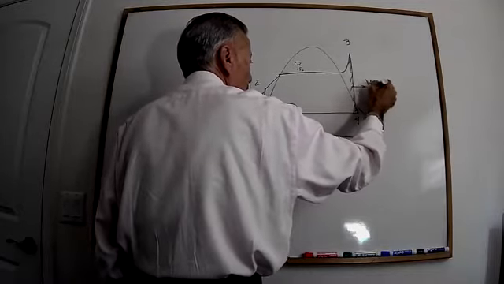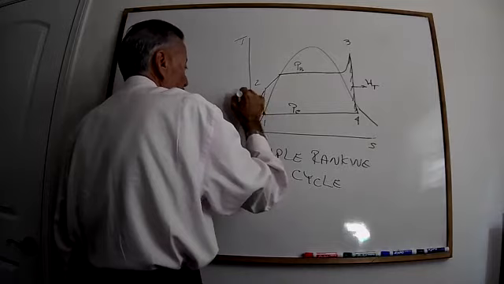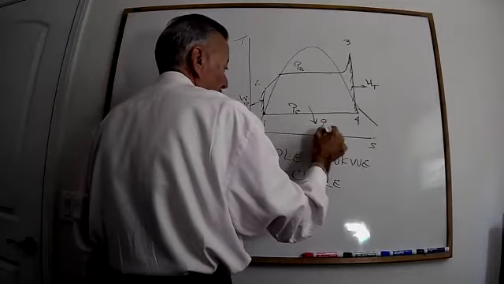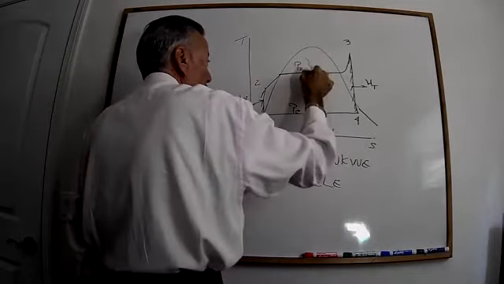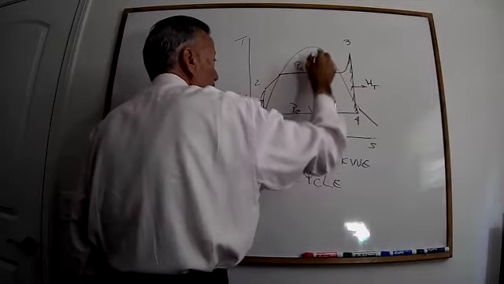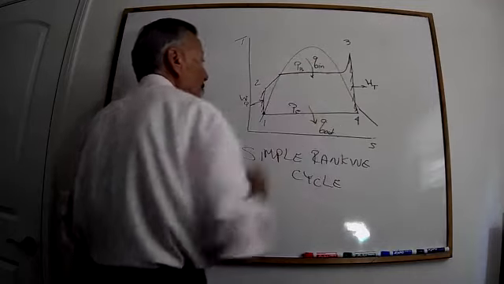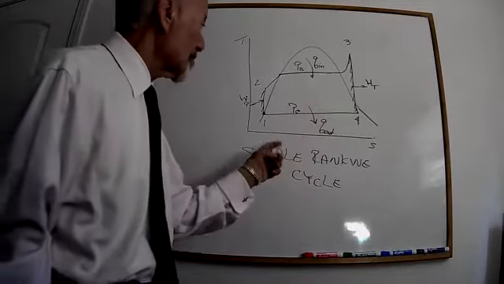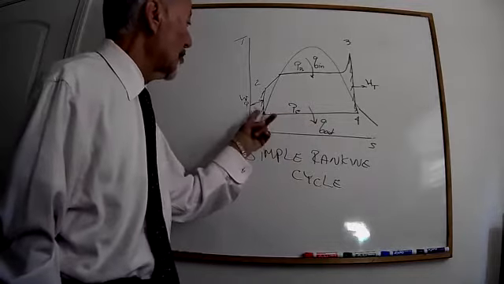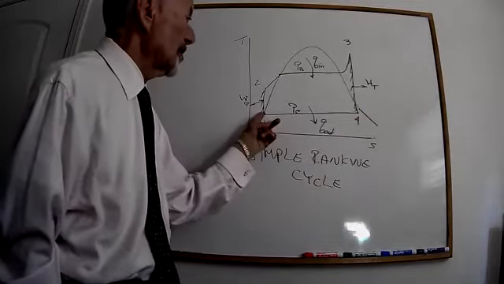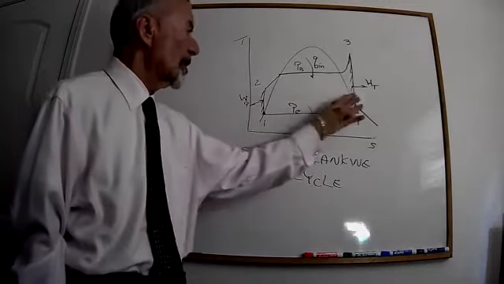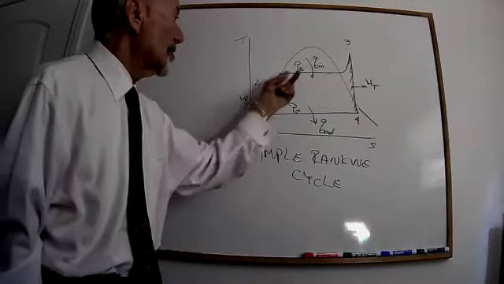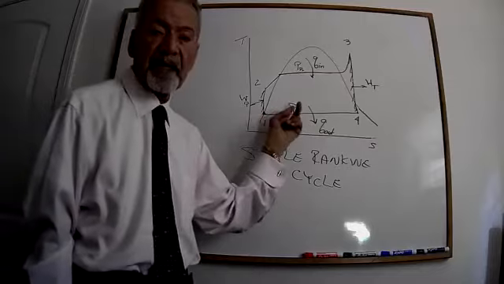This is work of a turbine. This one is work of a pump. This is our Q out, and that's our Q in. Now, the Rankine cycle basically consists of two isentropic processes, compression and expansion. As you know, it's always isentropic. And then heat addition and heat rejection at constant pressure.